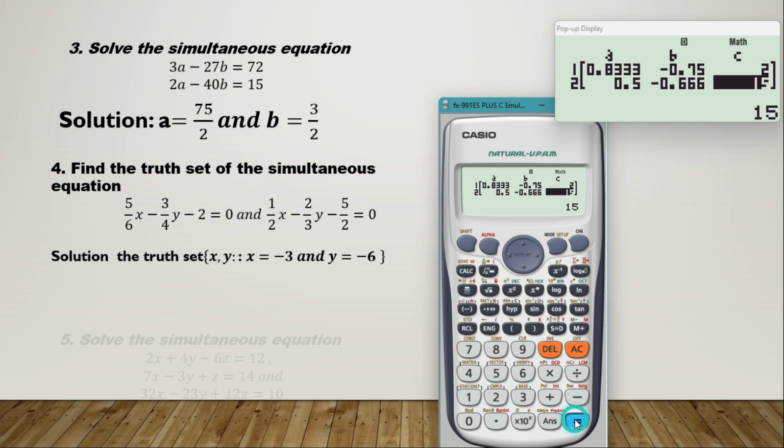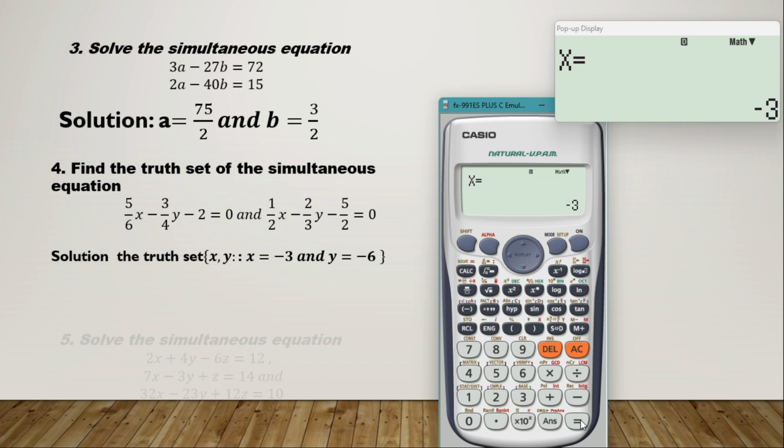This one is also negative 5 on 2. If you pick it across the equal sign, it becomes positive 5 on 2. So I key inside positive 5 on 2. Then hit the equal sign again, and your solution is negative 3 and then positive 6 as seen over here. So therefore, the truth set is xy such that x is equal to negative 3 and y is equal to negative 6 as required.